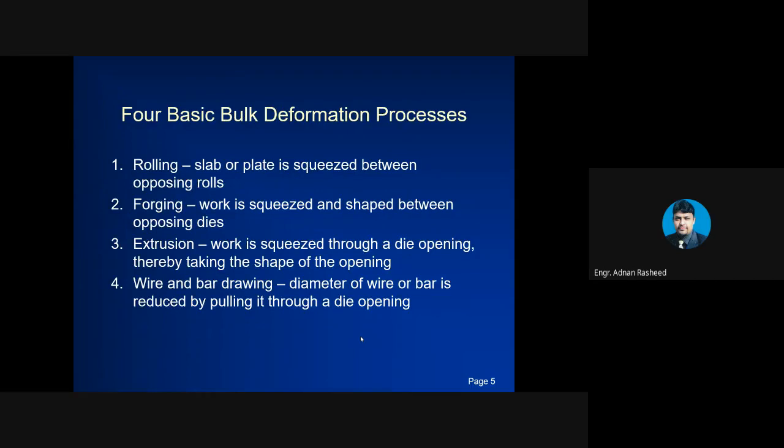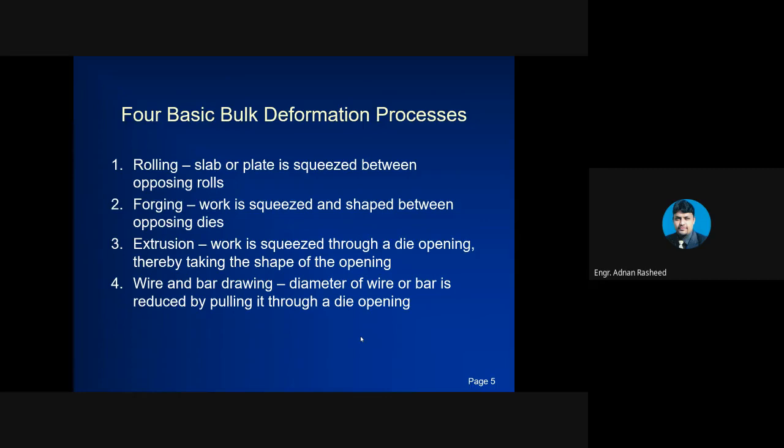Now there are four basic types of bulk deformation process. The first one is rolling, the second is forging, the third is extrusion, and the fourth is wire and bar drawing. In rolling, a slab or plate is squeezed between rollers. Basically, this process is used to reduce the thickness of the metal sheet. In forging, work is squeezed and shaped between opposing dies. You have dies in which the shape is defined, and the work is squeezed in those dies, and the shape is obtained by the forging operation.